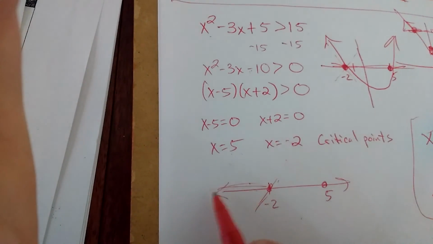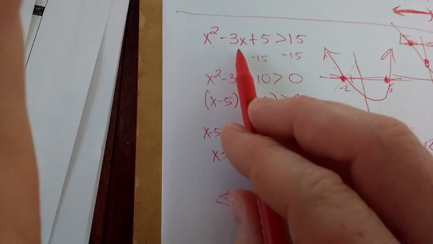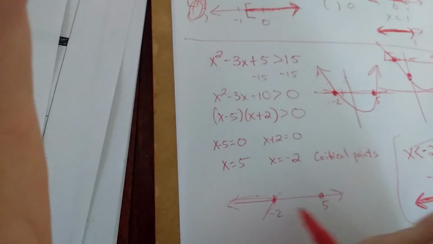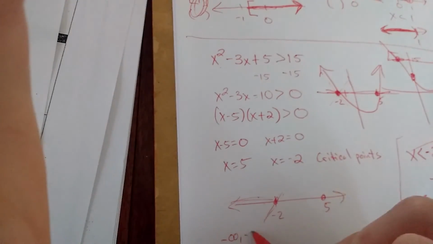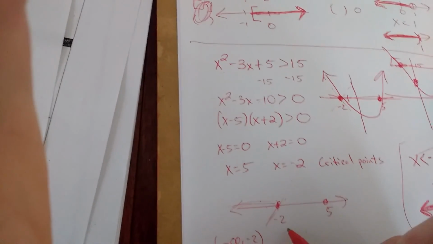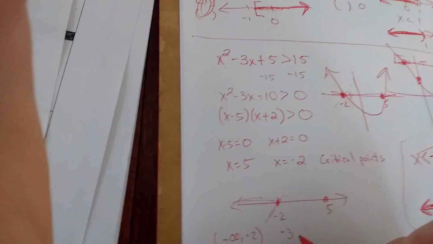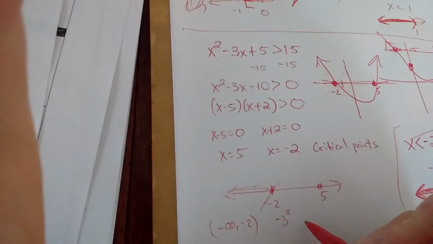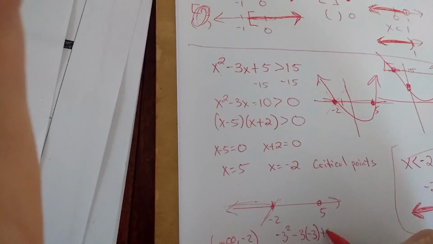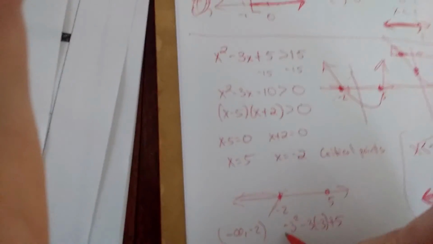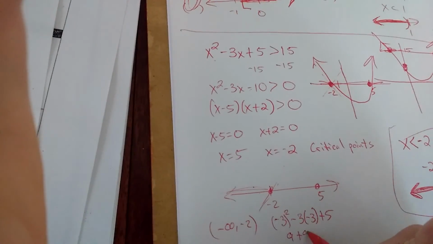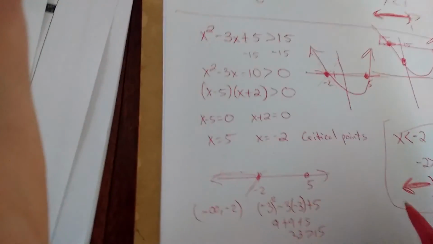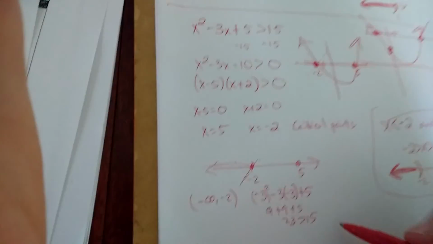But then I could just pick a number in these regions and test it back into my original inequality and see if it's true. So for example here, between -infinity and -2, I'll pick -3. And I plug it into the original. So I go -3 squared minus 3 times -3 plus 5. What's that? 9 plus 9 plus 5, 18 is 23. Is that greater than 15? Right, because it was greater than 15. Yes, it is. That's true.